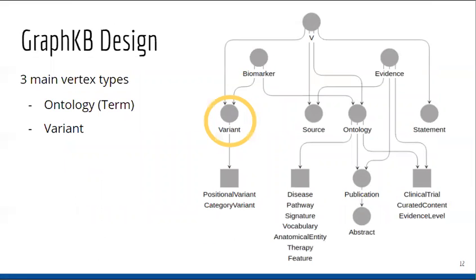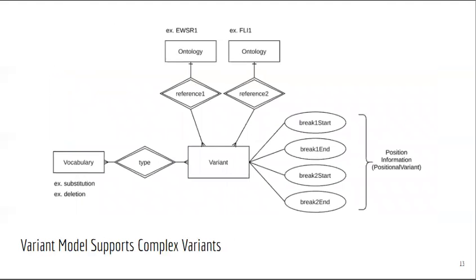The next vertex type to cover is variants. Our variant model is primarily defined by two different attributes: the type of the variant, or the variant classification, and the reference, or the gene the variant refers to. There are two different reference fields to allow for storage of complex variants such as fusions or translocations, where the variant may need to refer to two different reference sequences. As all three of these variants point to ontology terms, this model is easily generalizable to allow storage of other complex variants as well, such as molecular signatures.